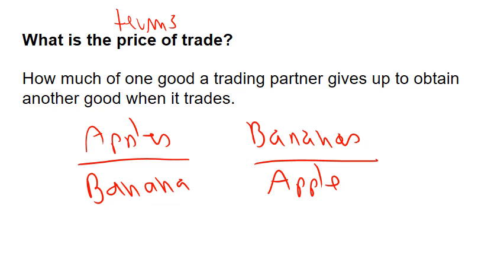The two expressions are simply the inverse of each other. Saying that the price of trade is 1.5 apples per banana is the same as saying that the price of trade is 1 over 1.5, which is 0.67 bananas per apple.